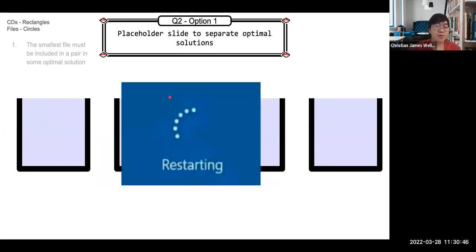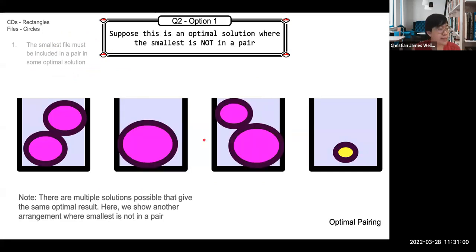But we don't know if this is possible, so again, we try to construct an optimal solution starting from another optimal solution which satisfies what we want. Now suppose this is another optimal solution where the smallest is not in a pair. Let's say this guy is alone. Again, I want to mention that there are multiple solutions possible that give you the same optimal result of 4 CDs. Here is just another arrangement that shows we have 4 CDs, but in this particular example, this guy is alone. It's not in a pair.